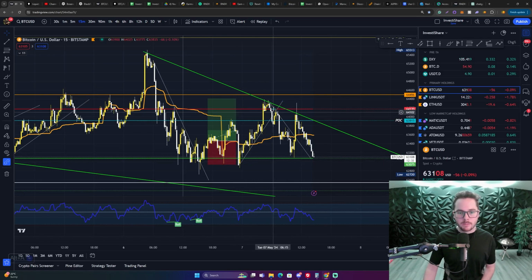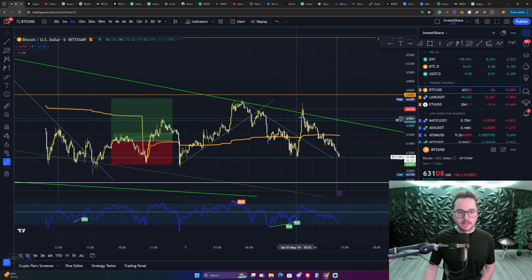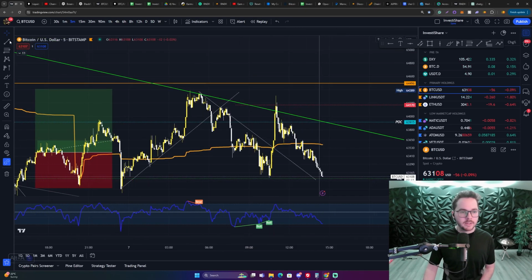Then we ended up pumping up and hit our target. This would have been a great moment to prepare for a short. When we got to this target, I could switch to the 5-minute time frame. For the lower time frame traders, it would have been pretty transparent.